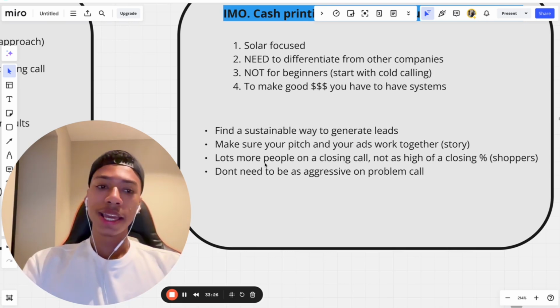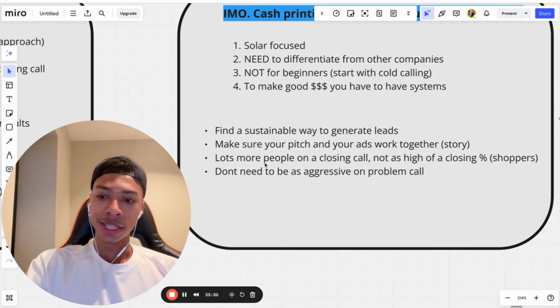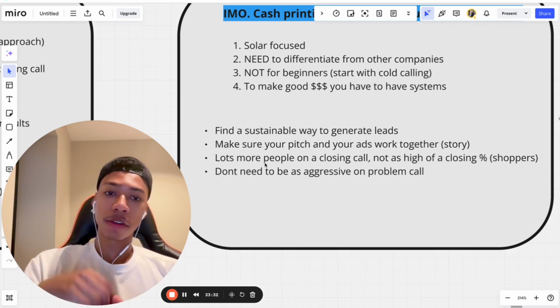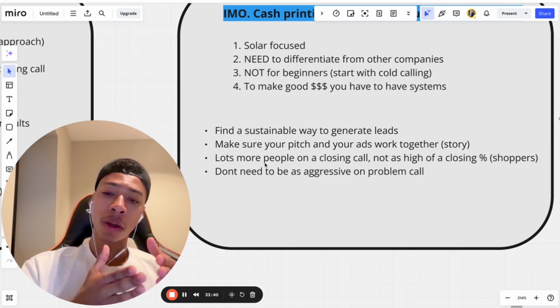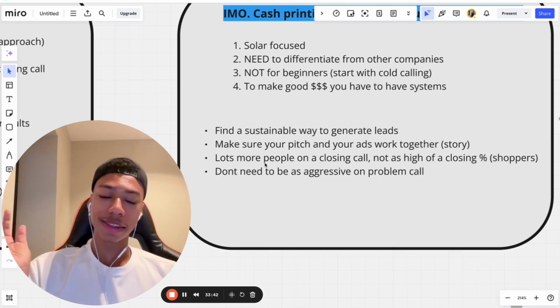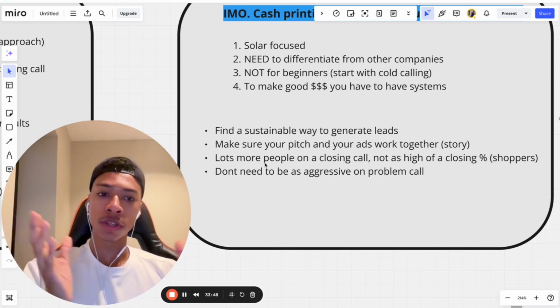And the reason why is because you get a lot of shoppers. You get a lot of shoppers on these inbounds simply because people that are filling out one form have already filled out 5 other forms, which means that they're just going to you to kind of figure out what you have to offer. And they're going to all the other companies to figure out what they have to offer, so that at the end of the day, they can compare and see who has the best quotes and all this stuff.